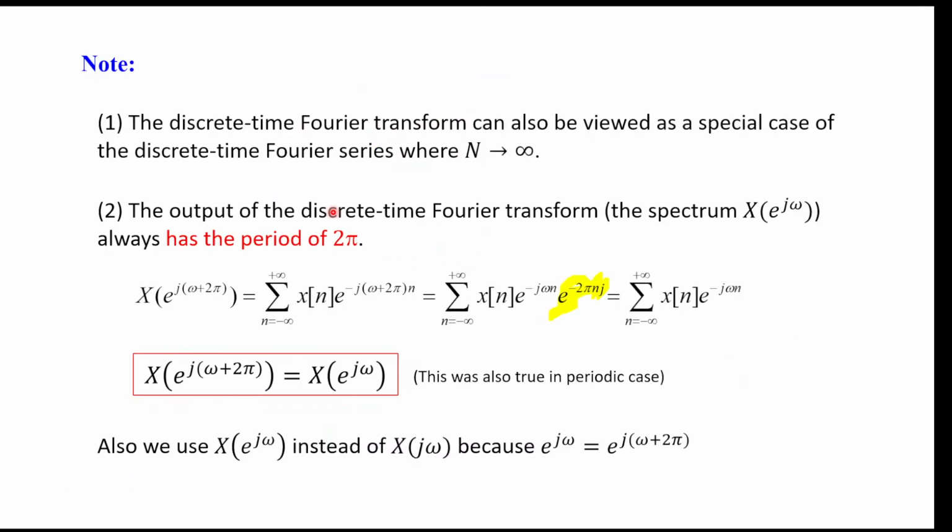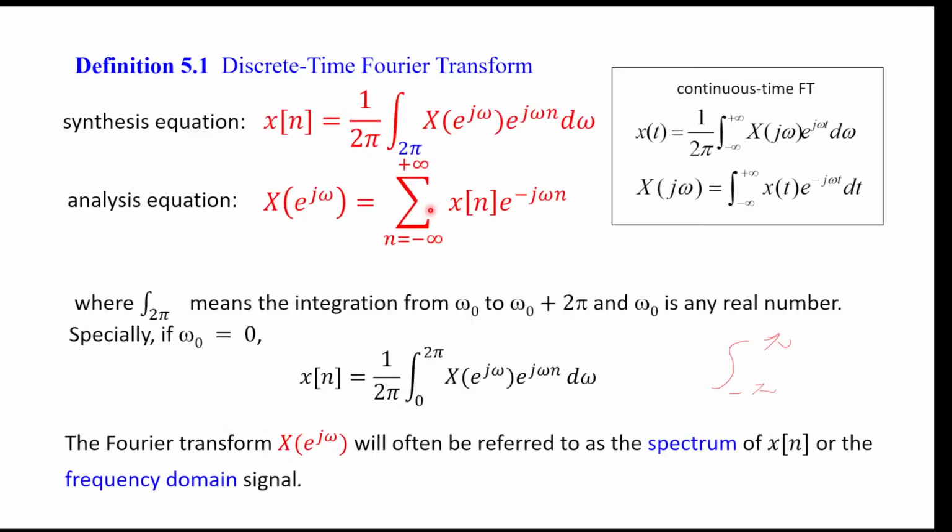Okay, some more notes about discrete time. First, obviously we derive the discrete-time Fourier transform from the discrete-time Fourier series by taking this big N to infinity. And the important thing we keep saying is that the spectrum, this big X of e to the j omega, always has a period of 2 pi. It's always a periodic function with a period of 2 pi.